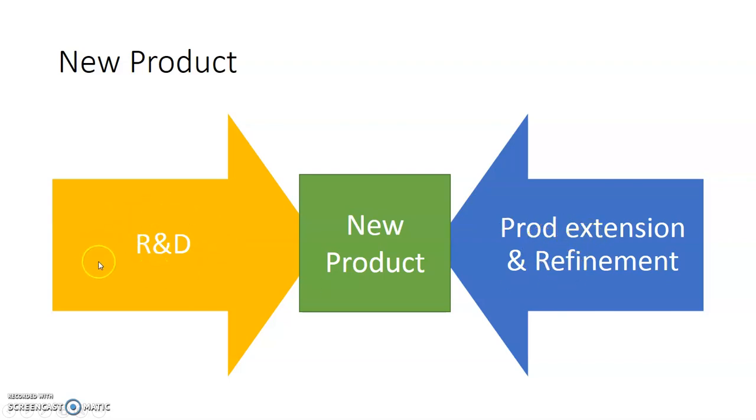Okay, this one is a totally new product. But for the product extension and refinement, it is a reborn product. For example, you have the current product, you make a product extension or refine it, and it becomes reborn to be a new product again. Remember, these are totally new products, and this one is a current product that you extend and refine, and it becomes a new product again.